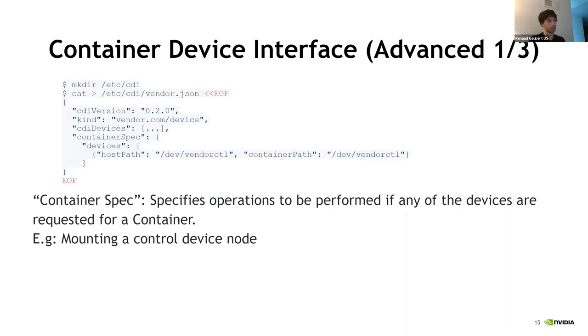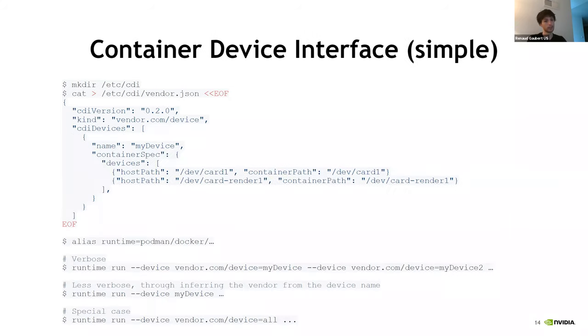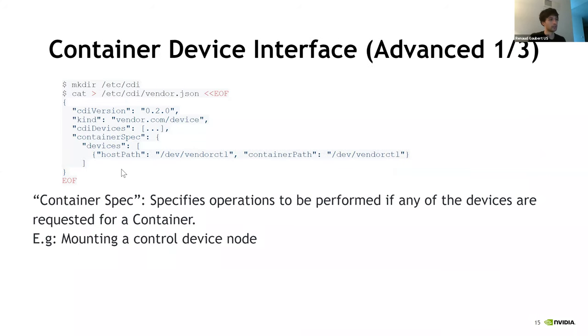This would be the case, for example, if you had a control device. Instead of adding a container spec field for each device that says /dev/my-device-control, you might want to mount this device control only once inside the container, or expose this device once inside the container. So that would be this example here, where it is an operation to be performed if any of the devices are requested for a container.